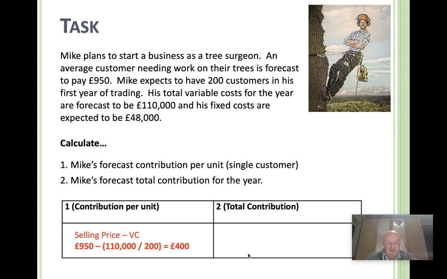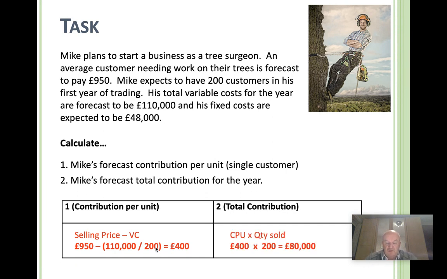So in this situation then, the way in which we would calculate our contribution per unit is we would take our selling price, in this case it's 950 quid, that's what we've been saying our average customer will be. To calculate our variable cost per unit, we're going to need to take a total variable cost of 110,000, divide it by, in this case, 200 customers to give us that figure. Okay, so when we calculate that, that gives us a contribution per unit of £400.